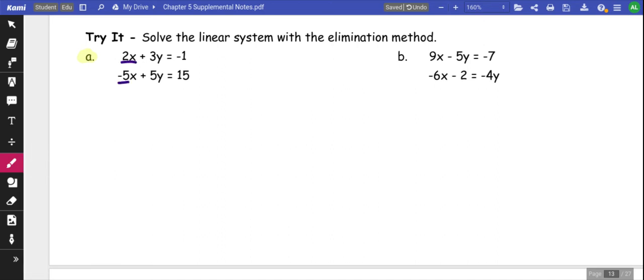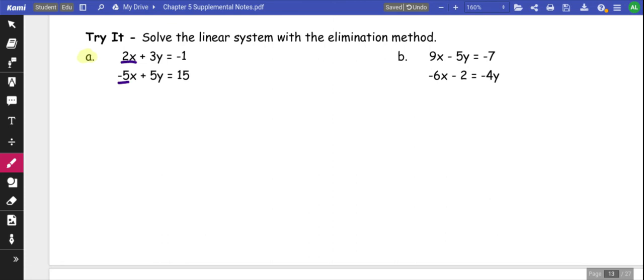So that's good. If everything was all the same sign, you'd have to multiply one of them by a negative number, because if you just have like a positive 5x and a positive 5x, they're not going to cancel out. You're going to get 10x. So we always need to make sure that you have a negative and a positive. All right?